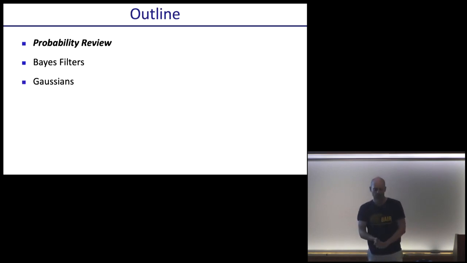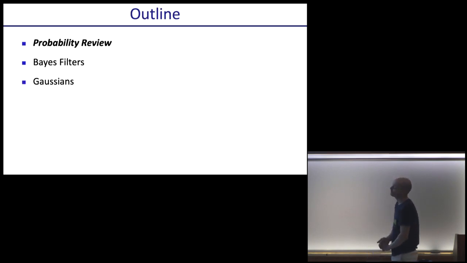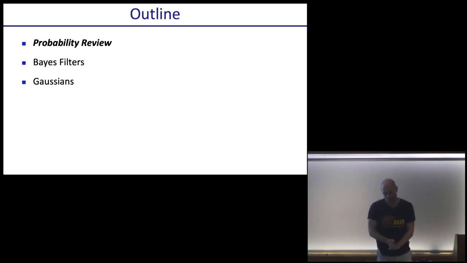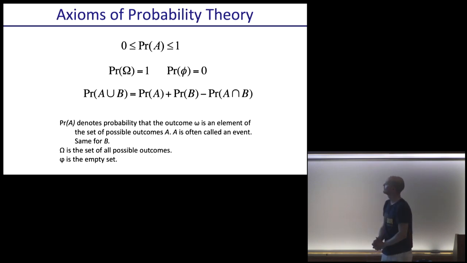OK, so today we're going to do a probability review. Hopefully that's a review. If what we do in the probability review section is not review, you should go study to make sure that it feels like review as soon as possible. Then we'll do Bayes filters, where we will look at the foundation of a lot of what we'll cover in the discrete setting. And then we'll start looking at Gaussians, which will form the foundation for what we'll do in the next lecture to do it in continuous space.